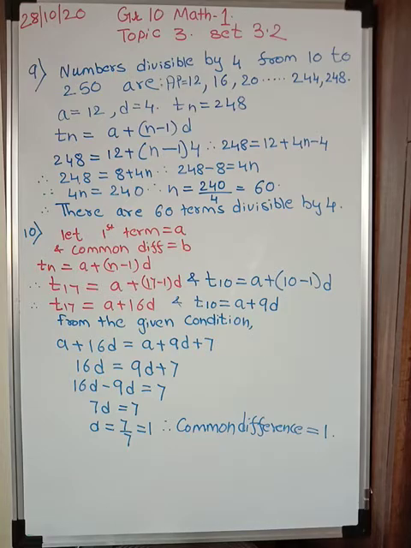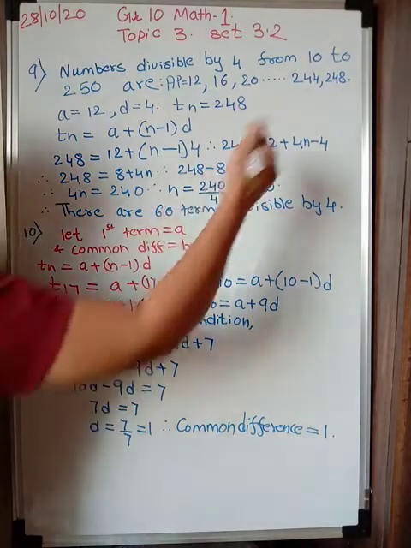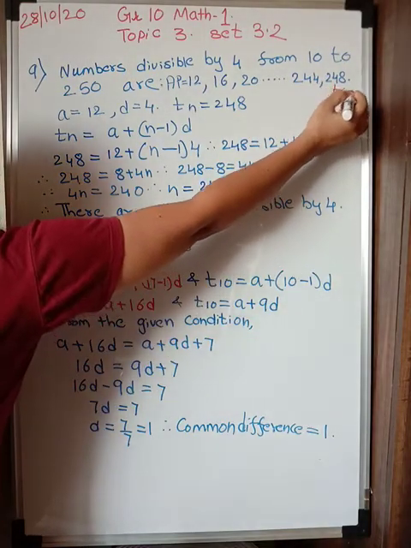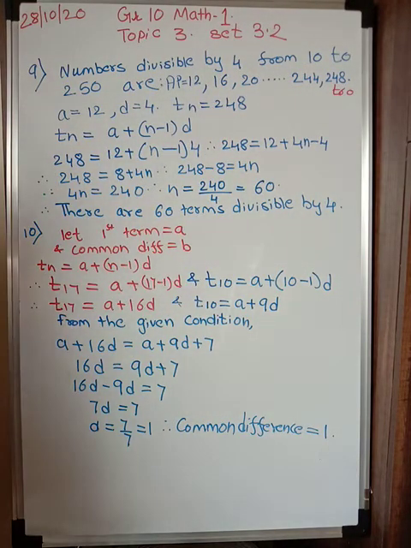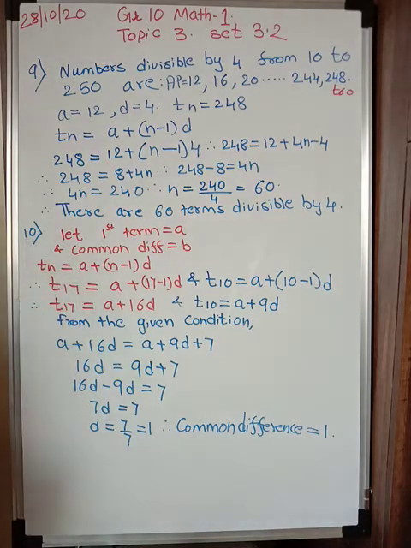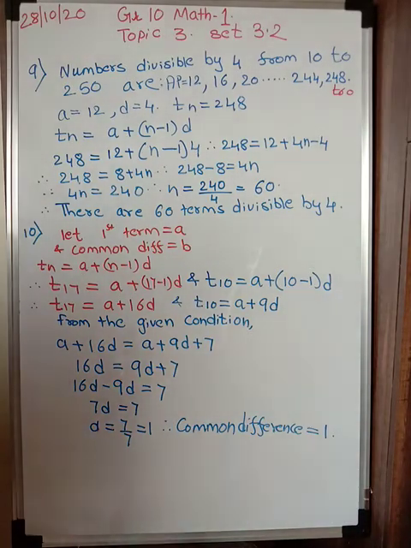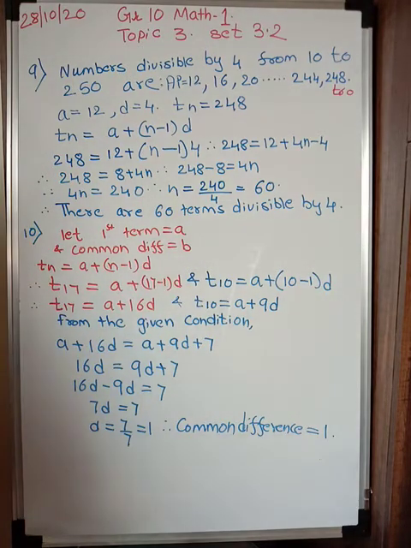So in short, you have now over here T60, which is equal to 248. Alright. So T60 is 248 and therefore the 60th term is 248, which is the last term. And therefore there are 60 terms divisible by 4. Now look at this 10th problem. The question is, in an AP, the 17th term is 7 more than its 10th term. Find the common difference. You have to make use of the condition which is given.